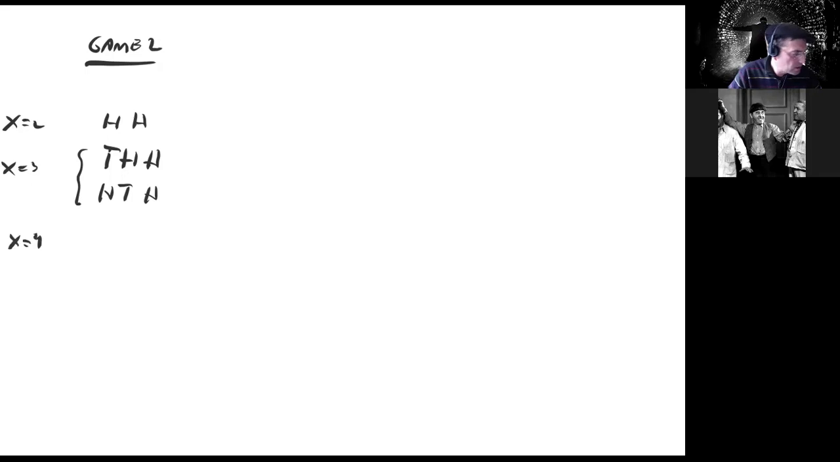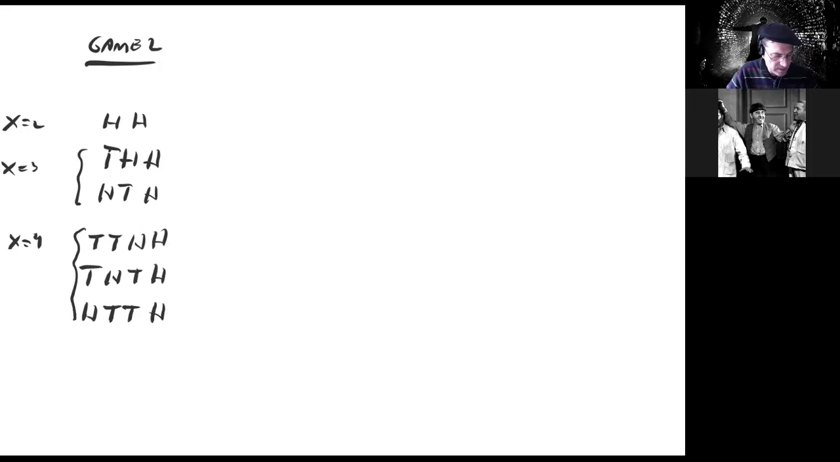X equals 4, you could have tails, tails, heads, heads, or you can get tails, heads, tails, heads, or you can get heads, tails, tails, heads. These are the only possibilities. There are 3 of them. And let me compute the probabilities in each case. So the probability of heads, heads is p squared. The probability when x equals 3 in both cases is p squared times 1 minus p. The probability in each of these cases is p squared times 1 minus p squared.